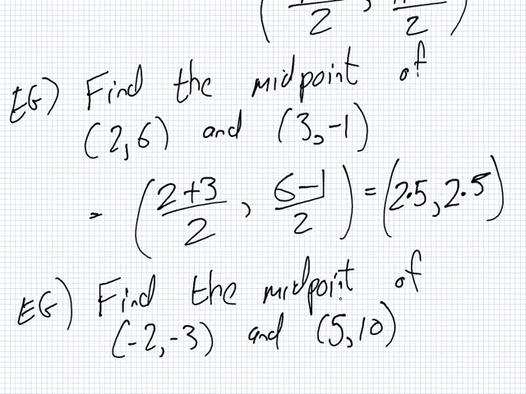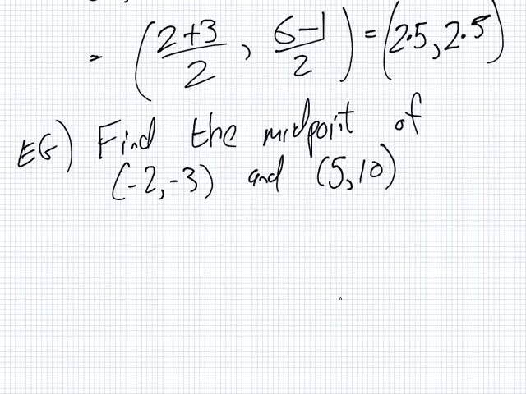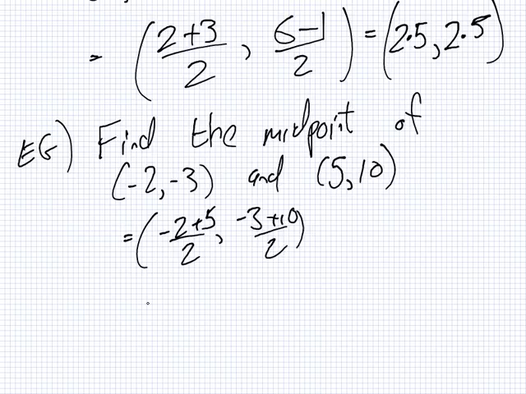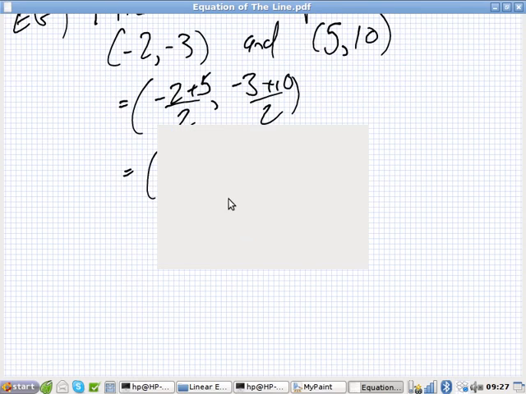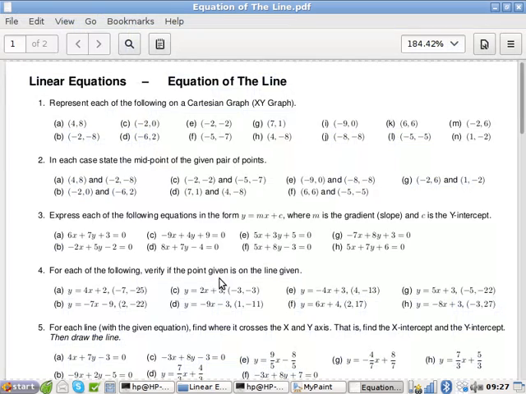Nice. Okay. You have the answer here? Yep. So it's minus 2 plus 5 over 2, minus 3 plus 10 over 2. This one? 1.5. And this one? 3.5. Okay. No problem. Next now. What do we do next?